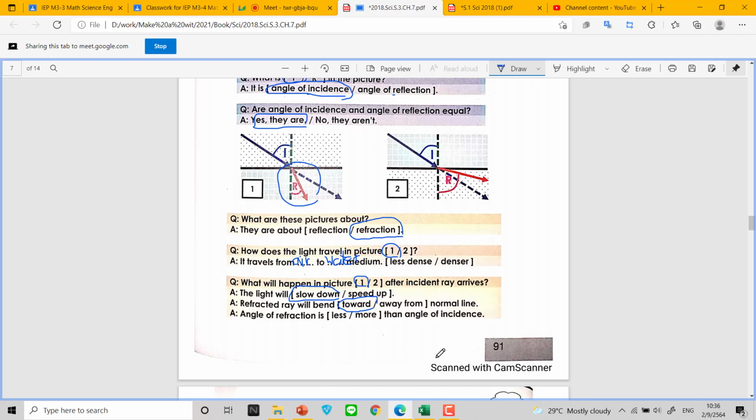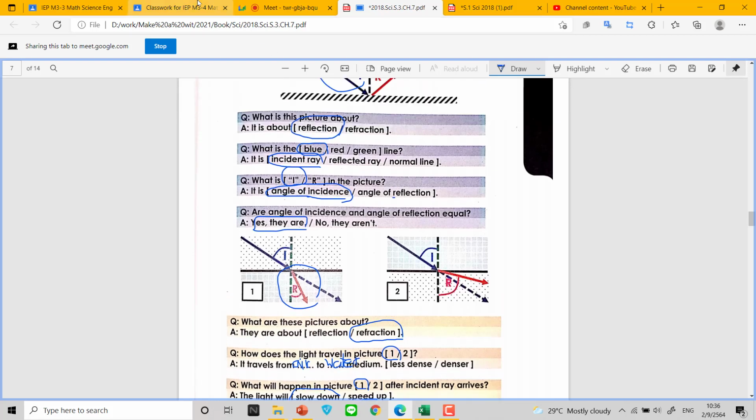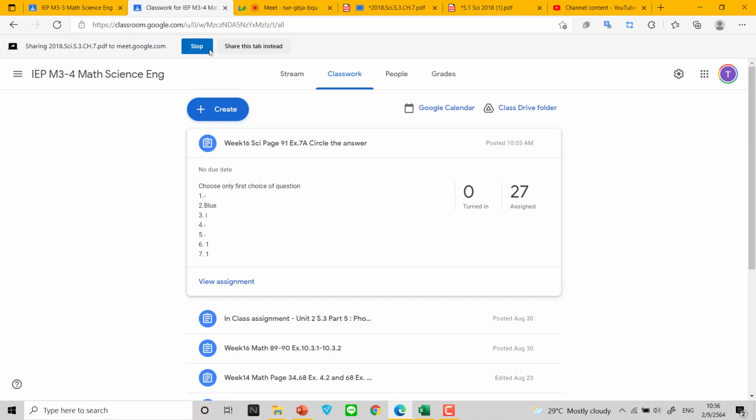And the last one, student, is the angle of refraction less or more than the angle of incidence? Picture one, less or more? Less. Okay, student, if you finish, you can send it to the teacher. Because the teacher already assigned it in the classwork, go to classwork and turn in and upload it.